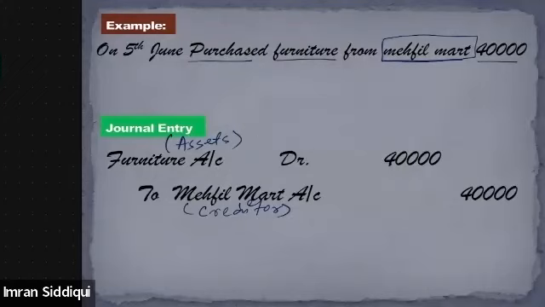Yes or no, everyone? Everybody understood this point? This is the journal entry of this transaction. Everybody understood that this transaction is affecting two aspects. Firstly, it is affecting the asset, as well as the creditors. Asset is increasing and creditor is also increasing by 40,000. Is this point clear to all of you?